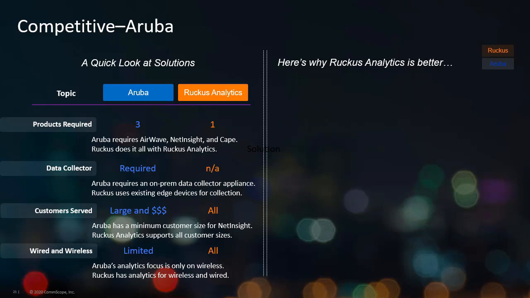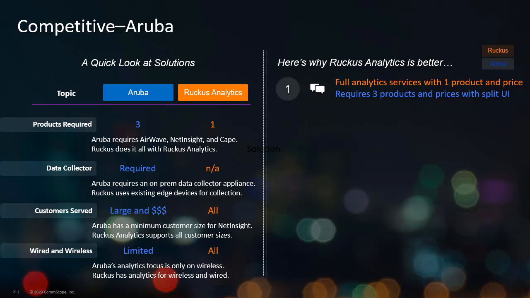We believe RUCKUS Analytics is a better solution as we have full analytics services with a single product. It's very simple from a deployment standpoint, as it's a hosted subscription service in the cloud. You just need to upgrade your SmartZone with release 5.1.2 or later, and it's up and running, versus Aruba requiring 3 products and prices with split UIs.